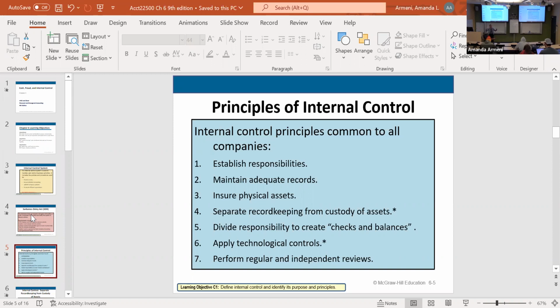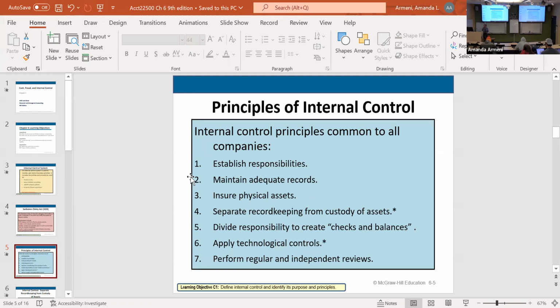We want to make sure that at every point in the process, we're maintaining what's called an audit trail. An audit trail is basically a stream of documents and records that show us from start to finish what happened with this transaction. So our system of internal control should be set up so that we're saving documents, and that we have backup files of electronic communication and documents and records, right? We should be creating an audit trail for all of our transactions, maintaining adequate accounting records.